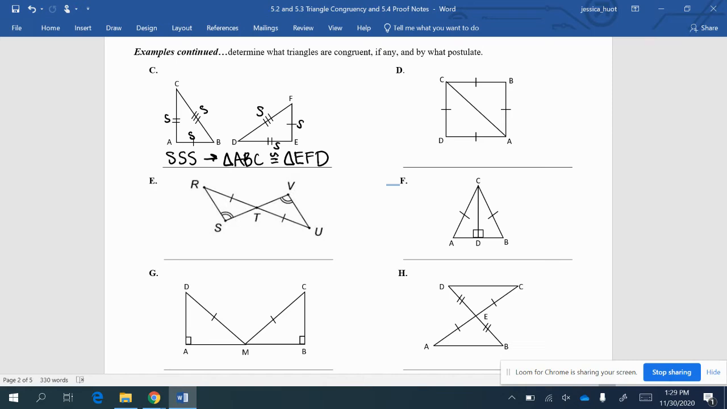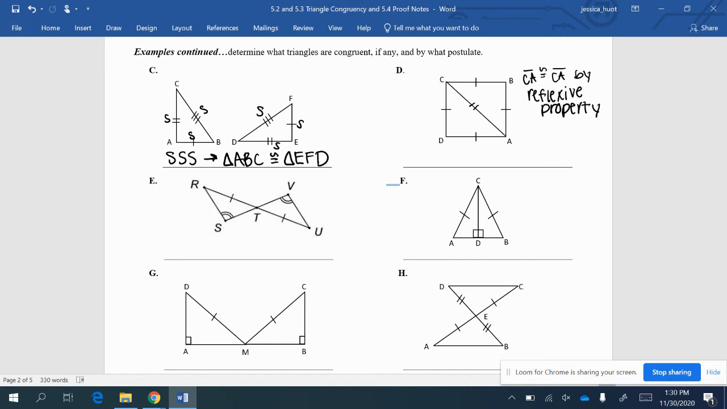For D here, again, they're sharing this side, so I'm going to say that side's congruent and say that CA is congruent to CA by the reflexive property. Again, please start writing this stuff out. If you do now, it's going to make the proofs section of this a lot easier.